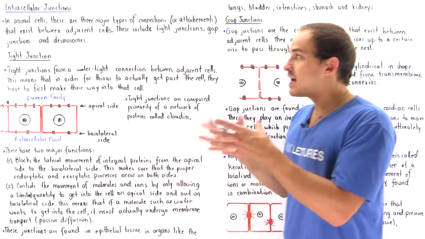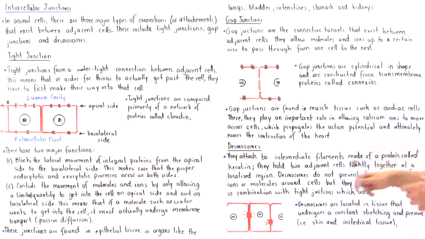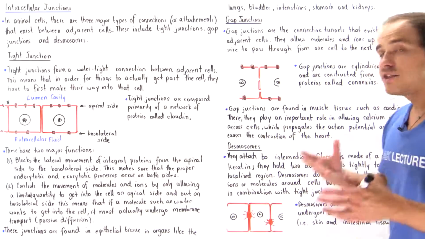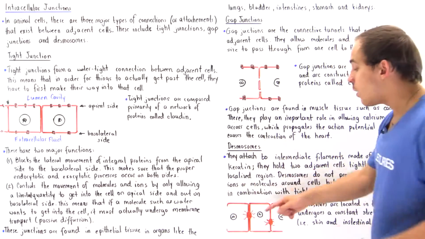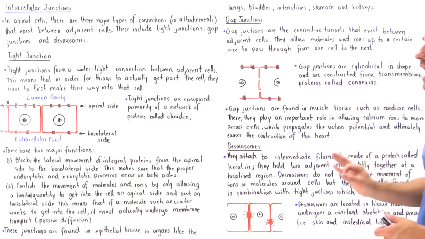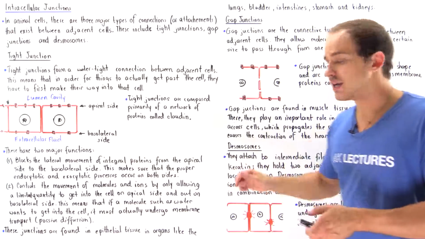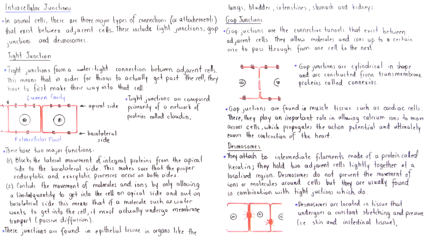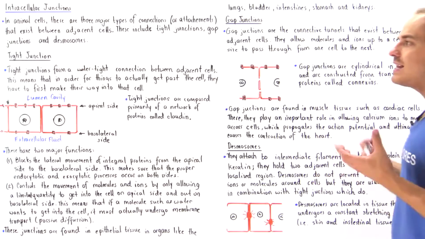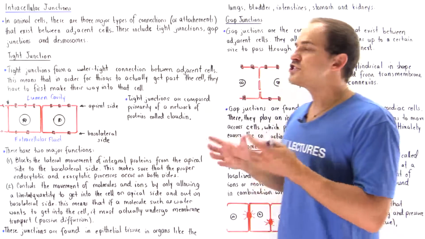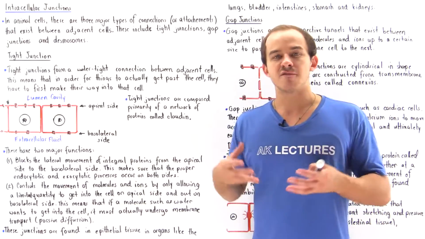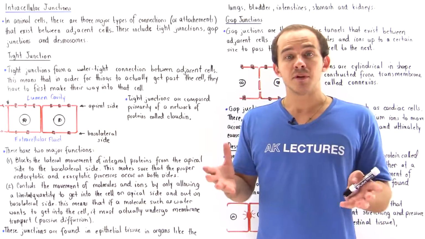So if we have a tight junction and a desmosome found on the same side, that means the desmosome will basically hold the cell together, while the tight junctions will not allow the movement of molecules and ions across our cells. Now, where exactly do we find our desmosomes? Well, desmosomes are located in tissue that undergoes a constant state of stretching and experiences a constant state of pressure. And one example is the skin.